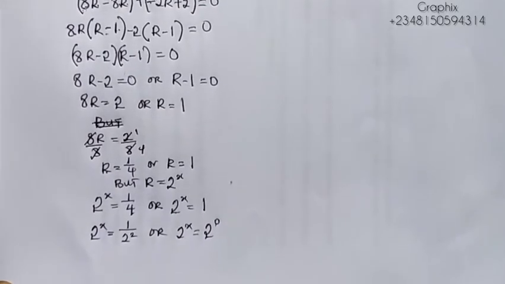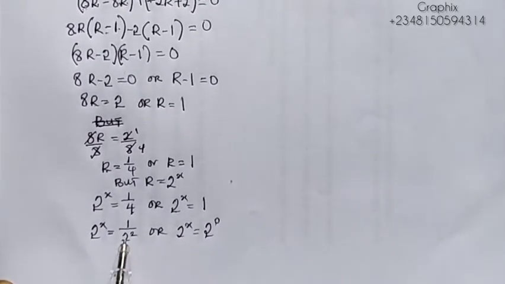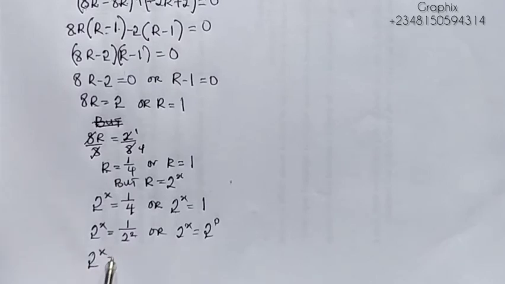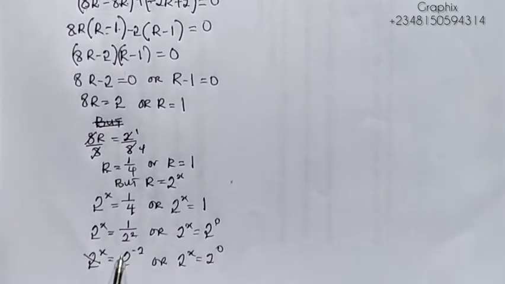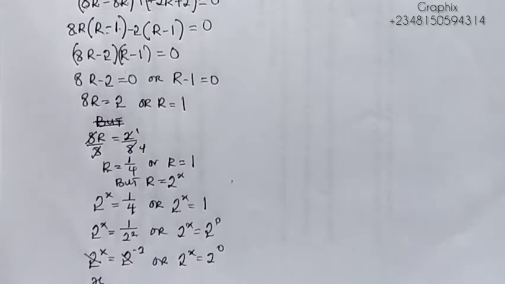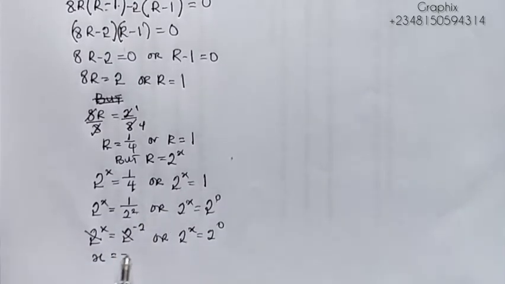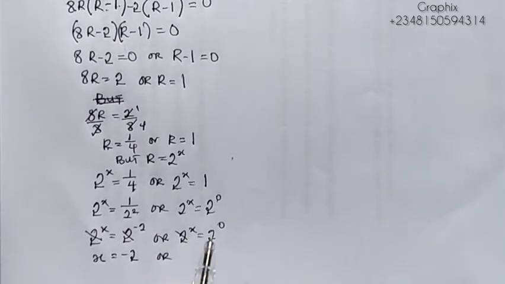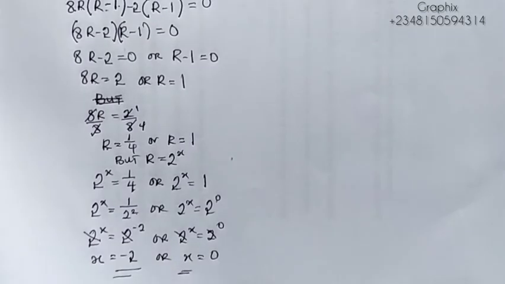So from here, I will move forward. Whenever a value from the denominator is going up, the power will be negative. So I have 2 to the power of x equals 2 to the power of minus 2. The negative will show that. Or 2 to the power of x is equal to 2 to the power of 0. So they have equal base. So this will equate this: x will be equal to minus 2. Or this will equate this: x will be equal to 0. So that is my answer. Thank you.